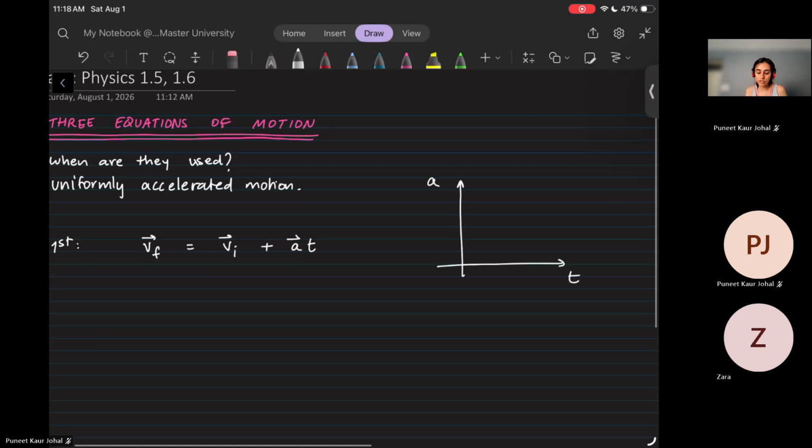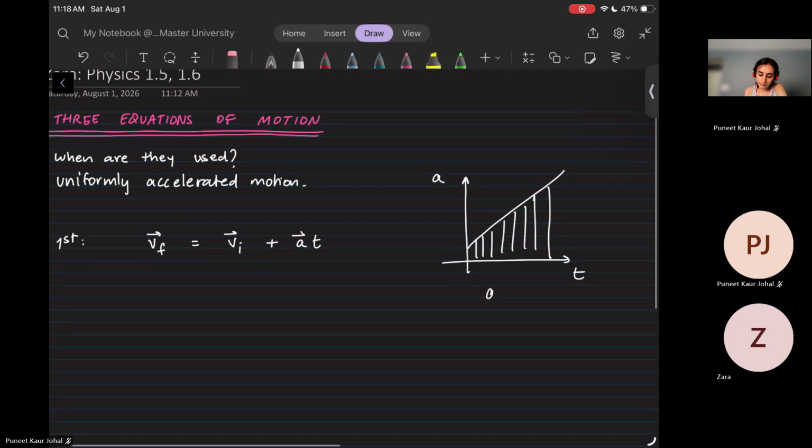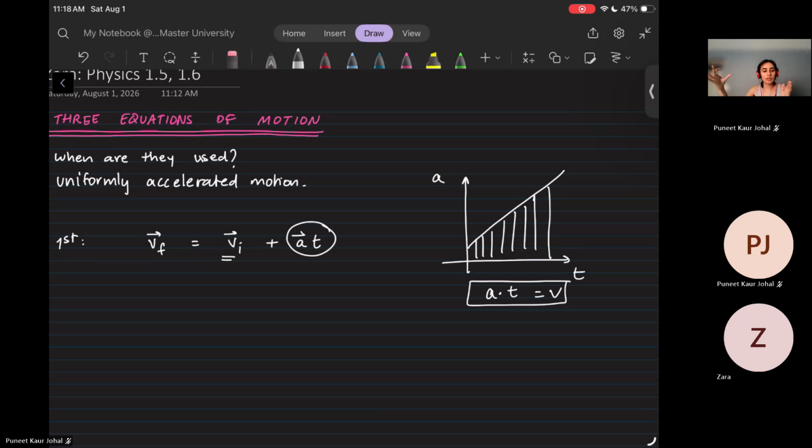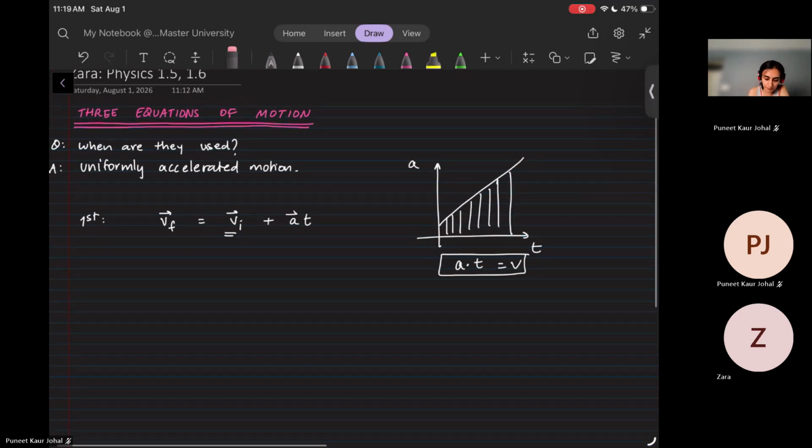Remember, when we did the acceleration-time graph, we said the area under that graph gives us velocity. And what is the formula for area? Length times width. We said the area gives us velocity. So it's like the initial velocity plus that gain in velocity when you accelerated for a specific period of time. You add those two up and you get your final velocity, right? Quite intuitive to understand that. Okay, so that's the first one.